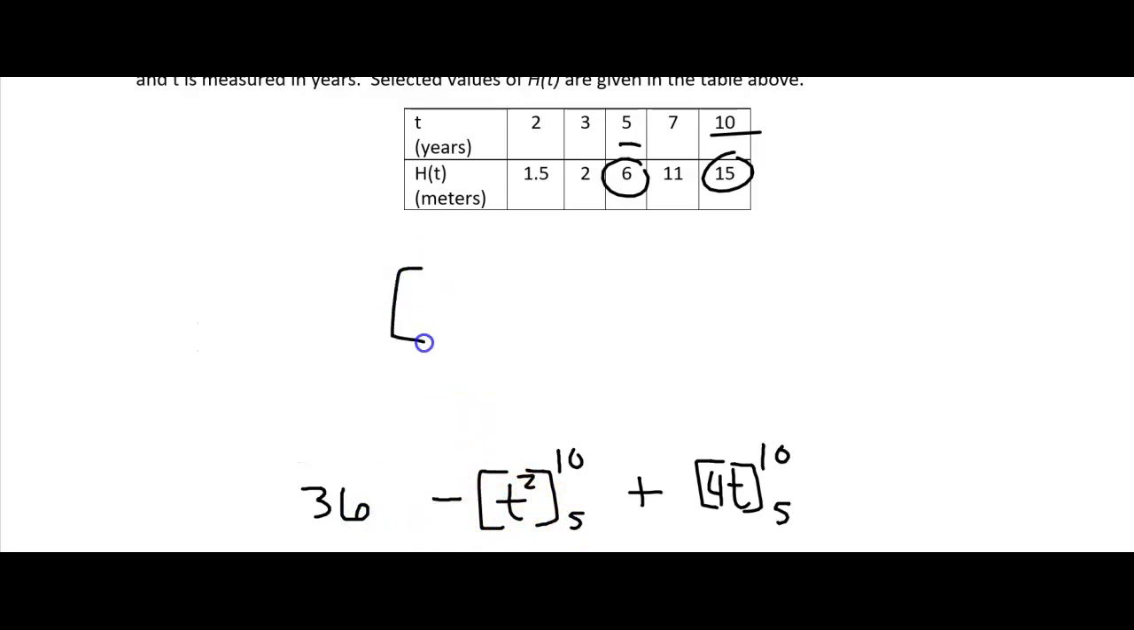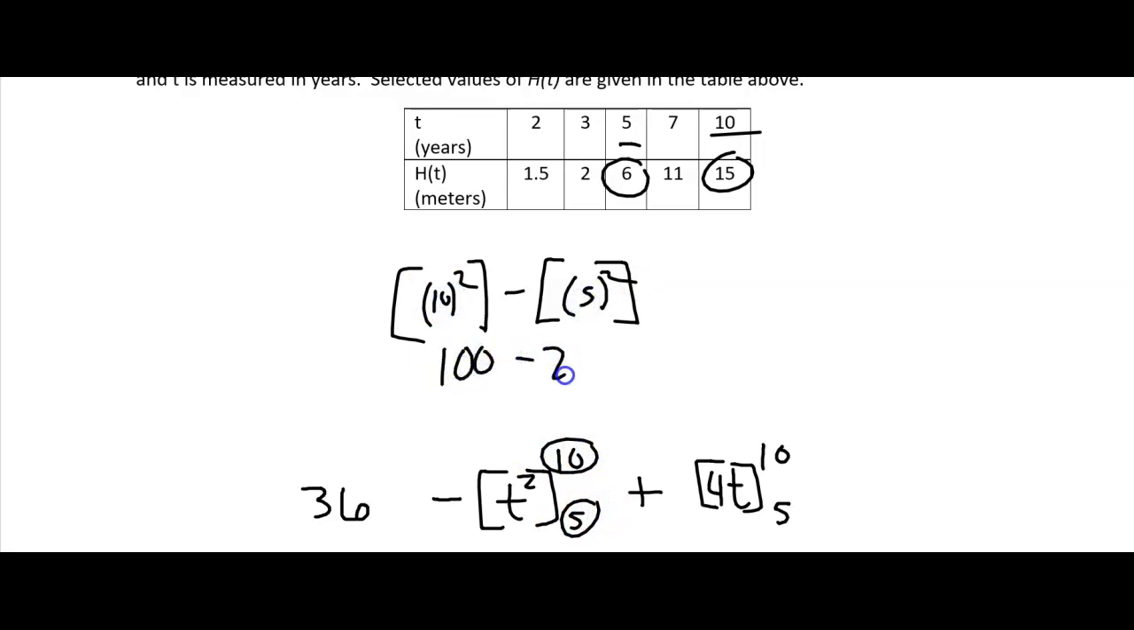Now we're going to do the same thing with this t squared here. So we're going to have bracket minus bracket, t squared, and we plug in our 10 and our 5. 10 first, and then the 5. So that's 100 minus 25, which is going to give me 75. And that's what I'm going to put right here now. That whole thing equals 75.